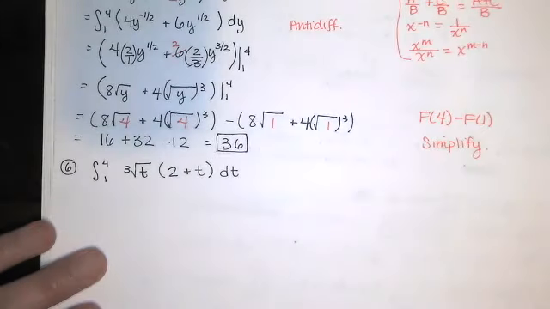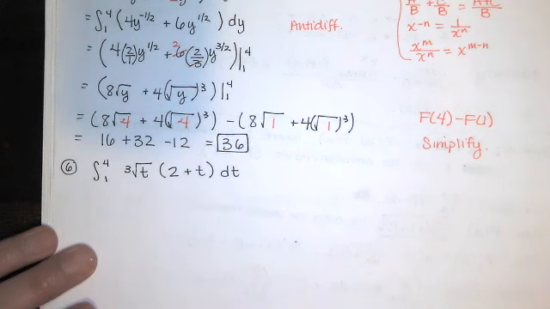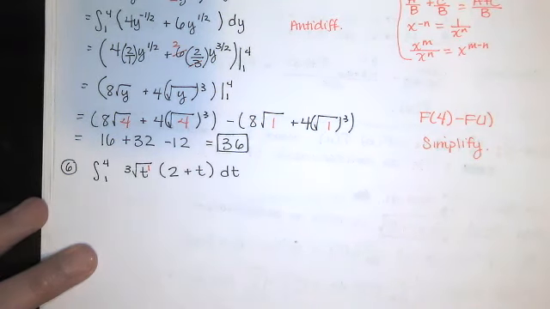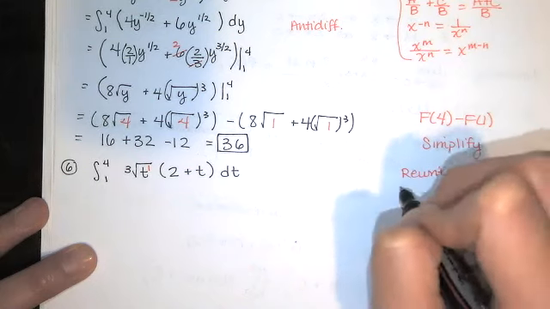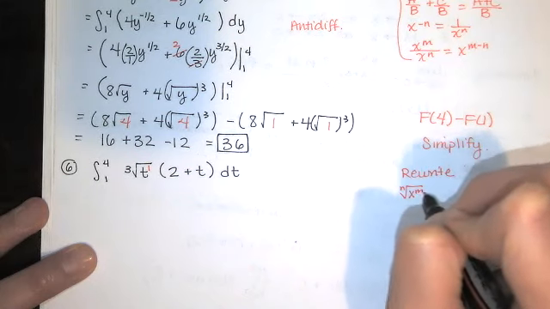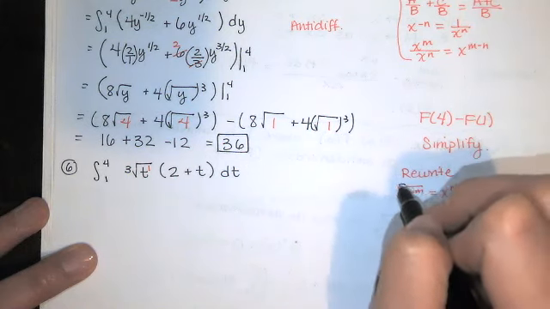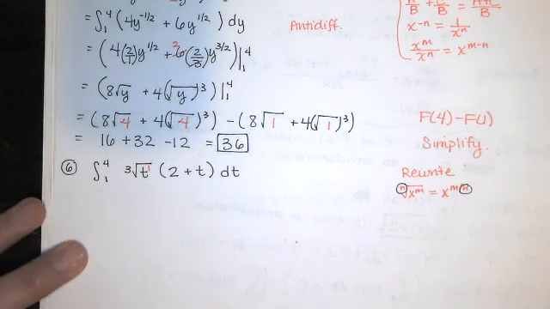Next one. Same idea, I got a product. We don't have a product rule for antiderivatives, but I can rewrite this. That's a t to the 1/3 power. So I'm rewriting using this property again. There's an n there and an n there. The index of the root goes in the denominator.